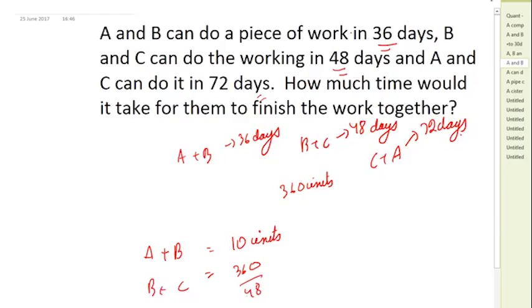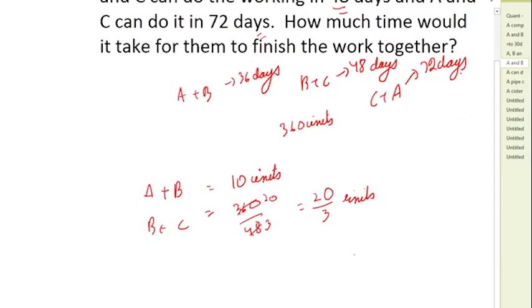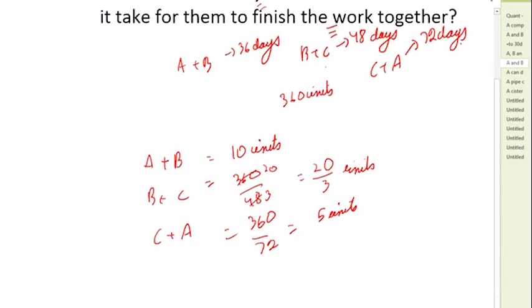360 by 48 and both numbers are divisible by 18, so 20 by 3. So they do 20 by 3 units per day. And when C and A work together, they do 360 by 72 or 5 units per day. So now we have 3 equations, 3 unknowns. We can calculate how much each would do per day, but we don't need to do that, because the question that is asked is how much time would it take for them to finish the work together. So if we know how many units they will do if they work together, we can calculate that.